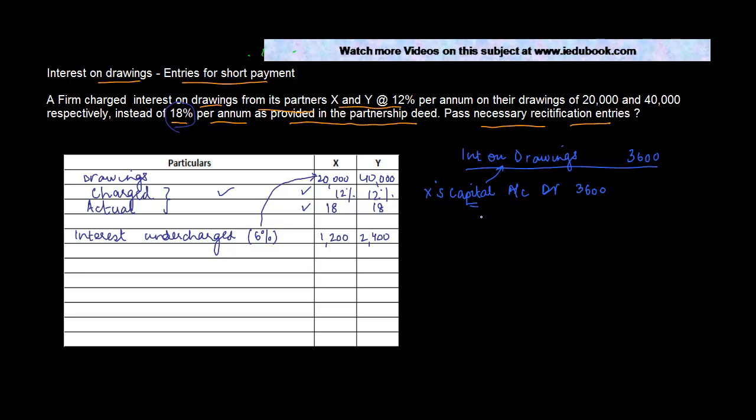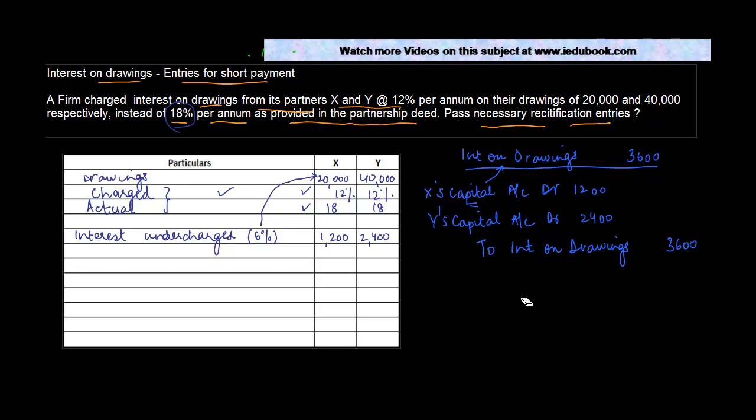3,600, sorry, not 3,600. I've just punished X for Y also, right? X's capital account debit 1,200, Y's capital account debit 2,400 to interest on drawings account, right? 3,600. Is this the correct entry? You must be wondering, first I am explaining to you that it has to be done like this, and then I am changing it myself.